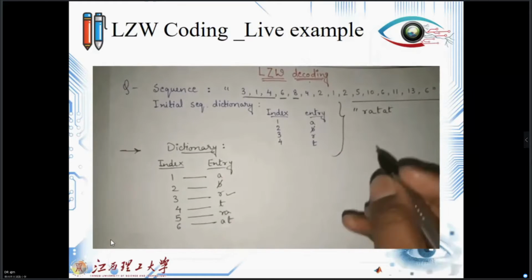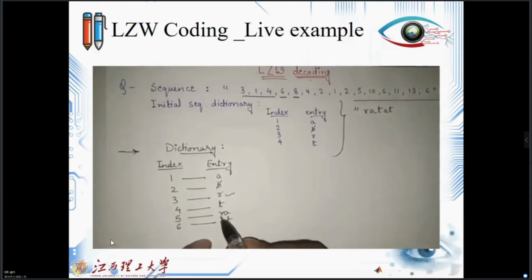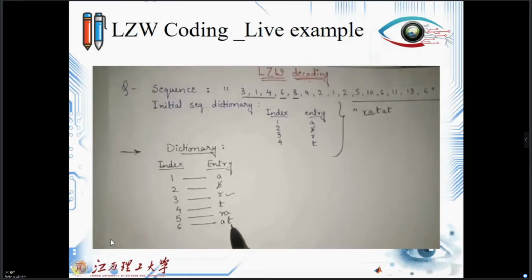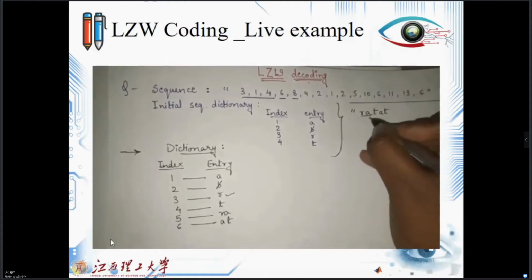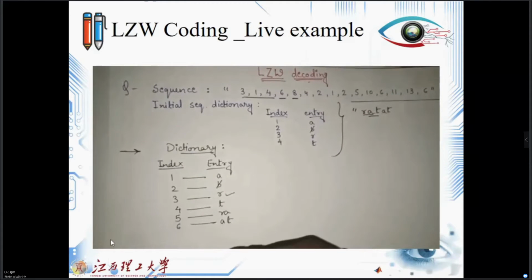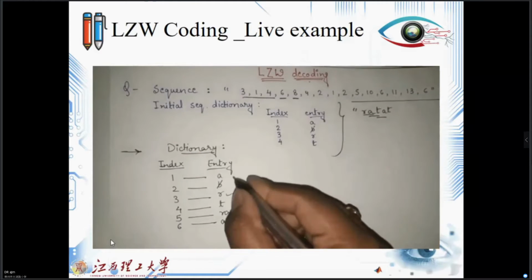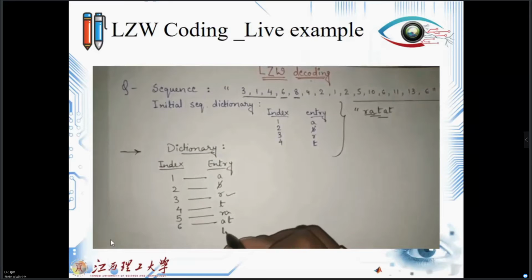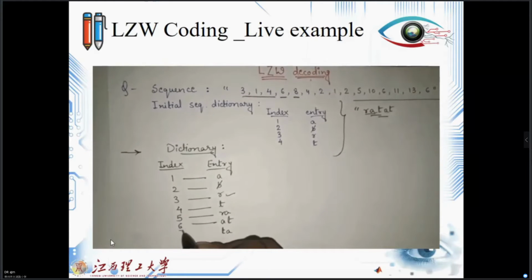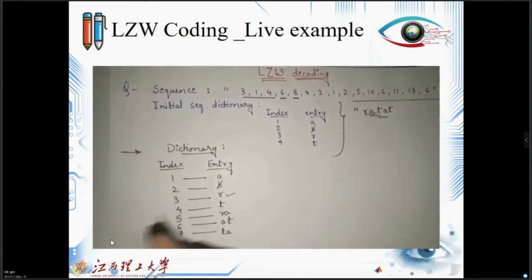See, we have the entry for the RA and AT. And you will see that the next entry is TA. Then TA can be the 7. Okay. And then what about 8?